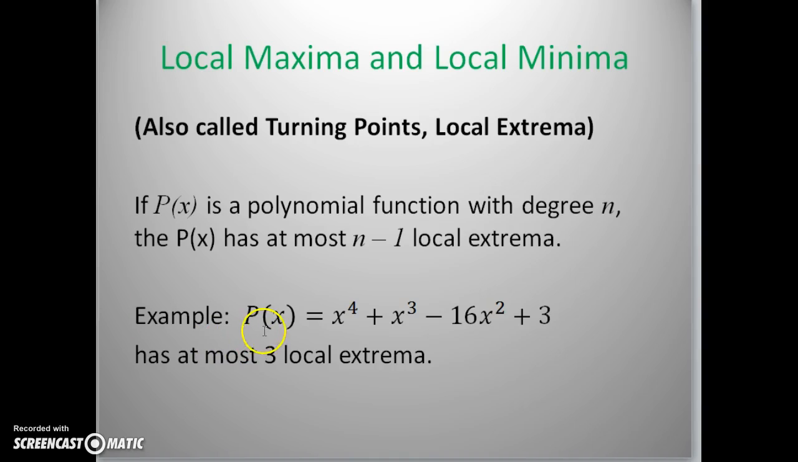So for example, if we're given this polynomial function x to the 4th plus x cubed minus 16x squared plus 3, the degree of this polynomial is 4, which means we have at most 3 local extrema. So that means at most 3 peaks and valleys, 3 maxes and mins. There could be less than 3, but there cannot be more than 3.